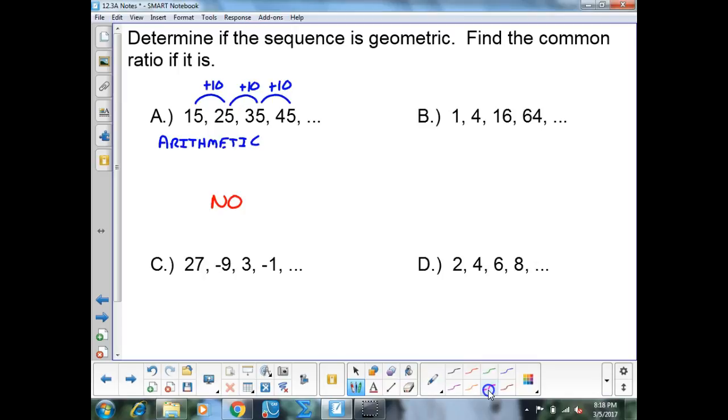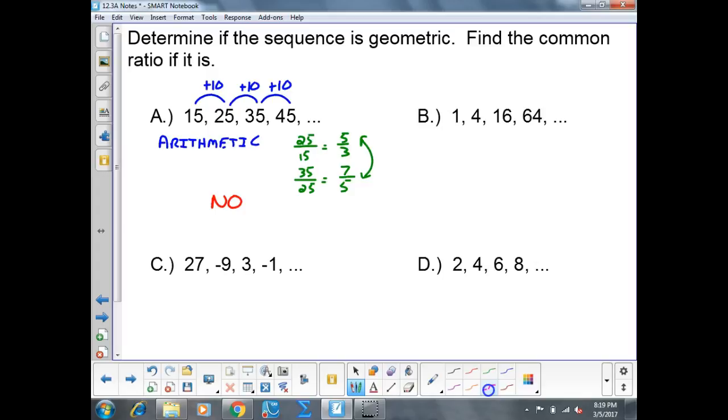Another thing you could have done here is you could have said, well, 25 divided by 15 is going to be 5/3. 35 divided by 25 is going to be 7/5 if I divided all those by 5 to reduce that fraction. These two are not the same, so therefore not geometric. Okay?